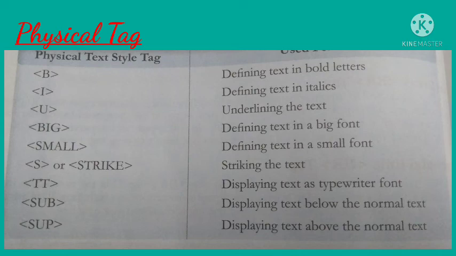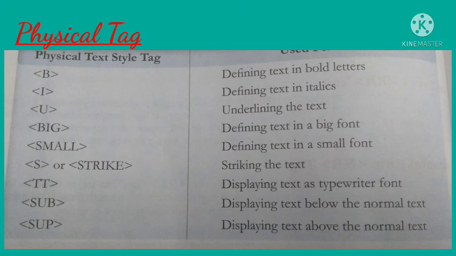The fourth tag is the big tag, and it is used to define the text in a big font, and the small tag is used to define the text within this tag in a small font. The S or strike tag is used for striking the text, that is a typographical presentation of words with a horizontal line through their center. The TT tag is used to display the text within this tag in typewriter font.